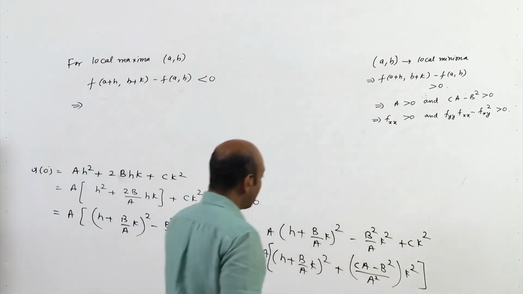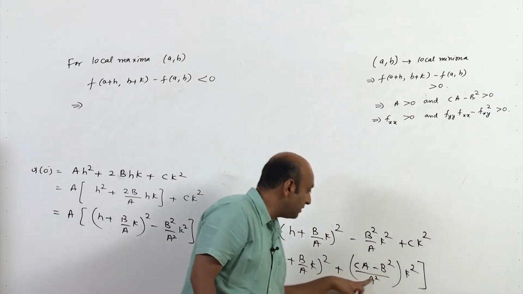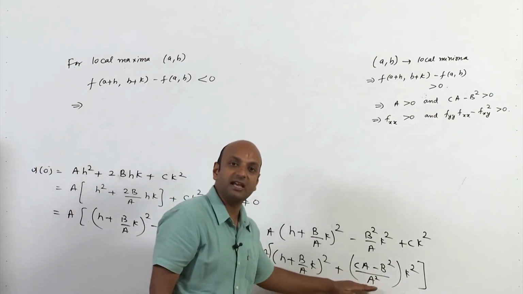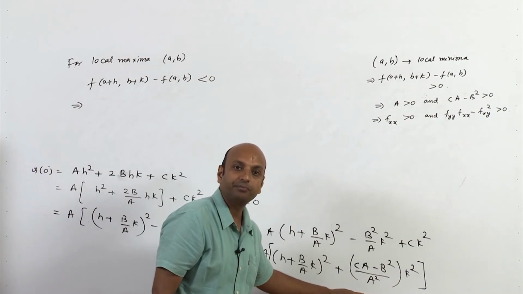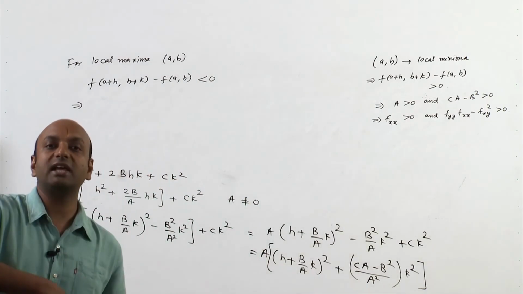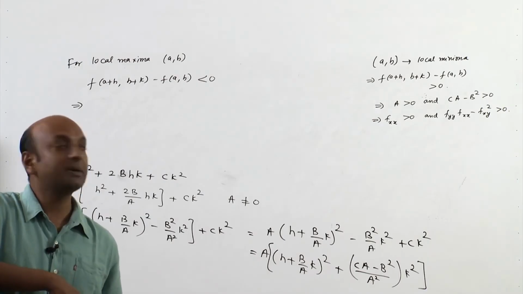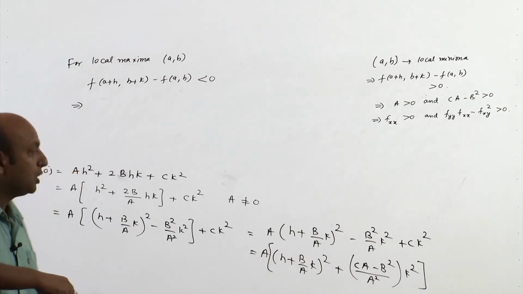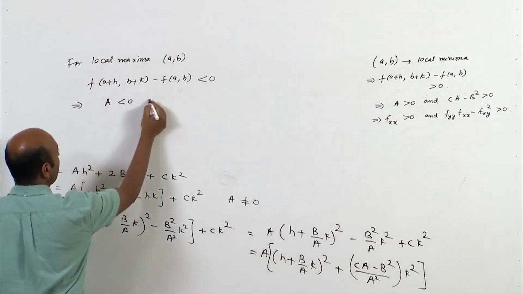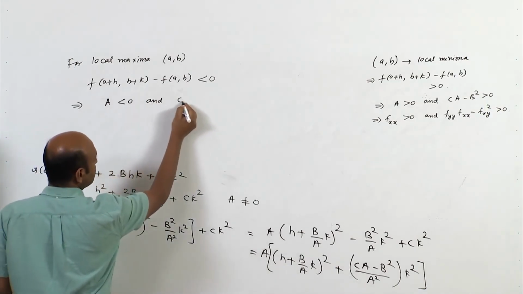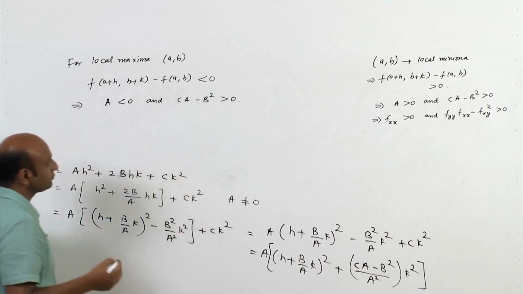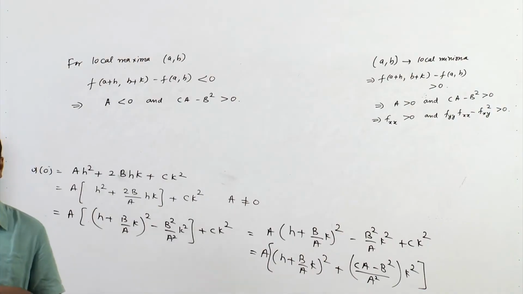If we take this value as negative, then for some h and k this may be positive and for some h and k this may be negative. So, we can't guarantee that whatever h and k we are taking, this will always be negative. So, in order to guarantee this, we take a less than 0 and c a minus b square must be greater than 0. That is the first condition.